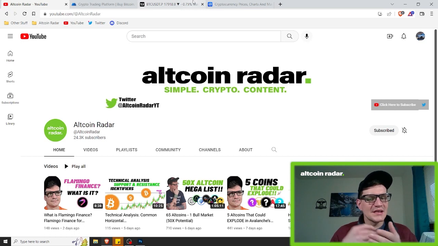Altcoin Radar. Today guys, I'm going to talk about bull flags and how you can spot them on the charts and how to trade them as well.